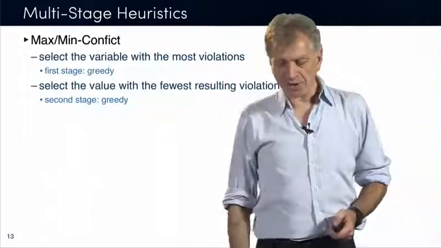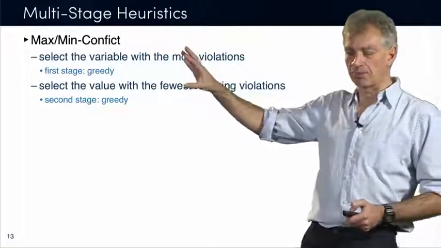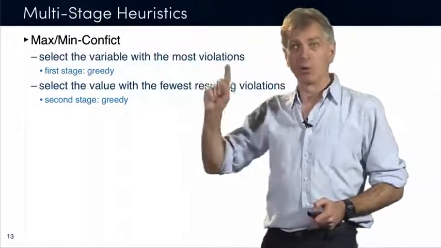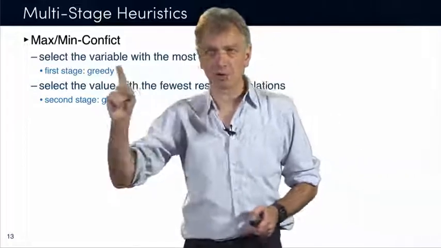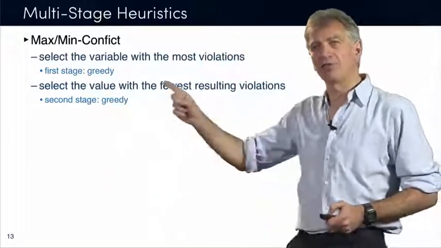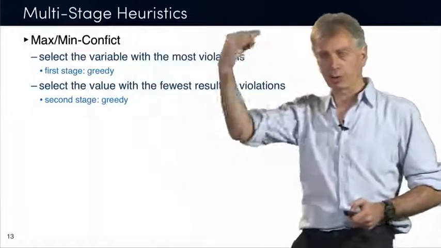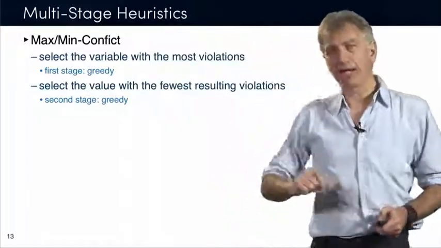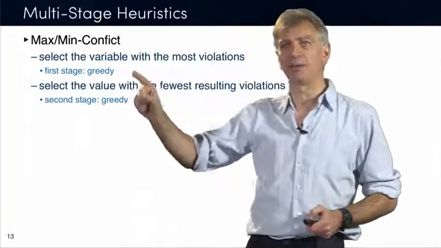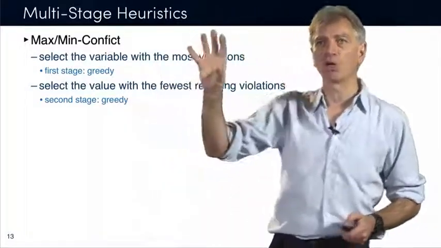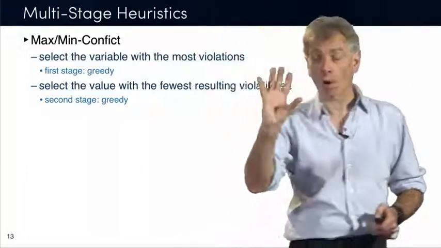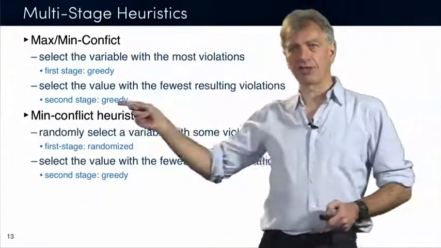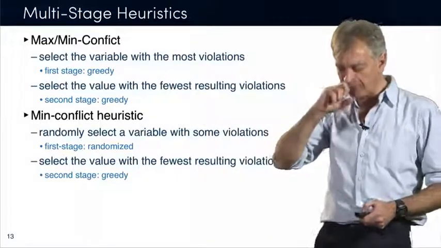Okay? So in a sense, this heuristic is sometimes called max-min conflict. You select a variable which appears in the most violations. It's greedy. Okay? It's a greedy choice of the variable. And then you select the value for that queen, so a row, for the column of the queen, which results in the smallest number of violations. Okay? And that's also a second step which is greedy. But the first step is already selecting one queen. Okay? So in the second step, we only look at one queen, not all the queens. Okay? Now, a variation on this is the original min-conflict heuristic that was proposed by Steve Minton.